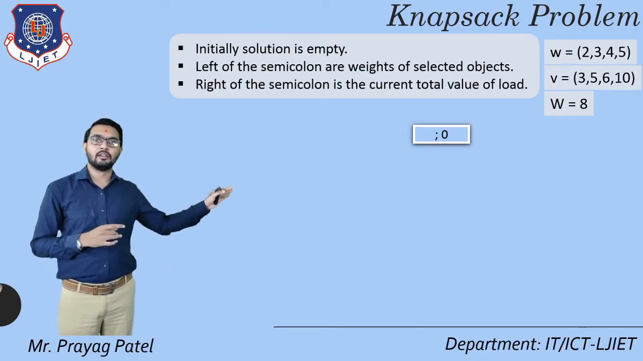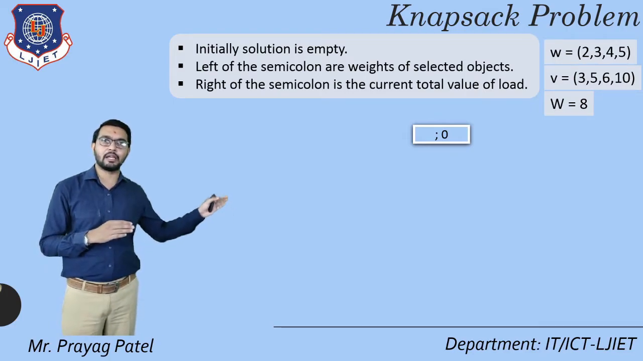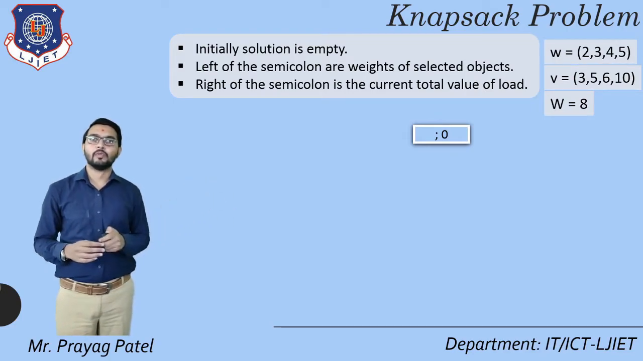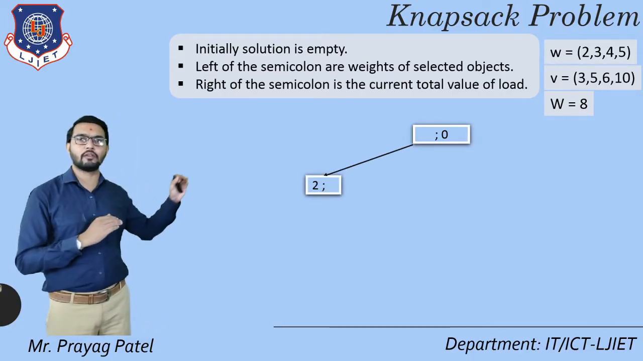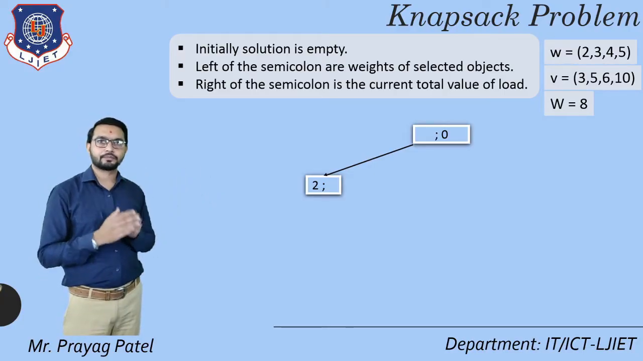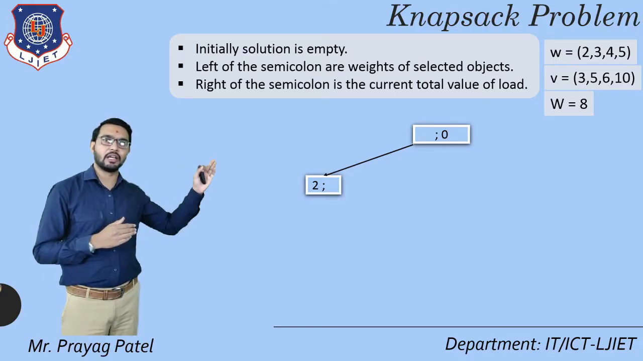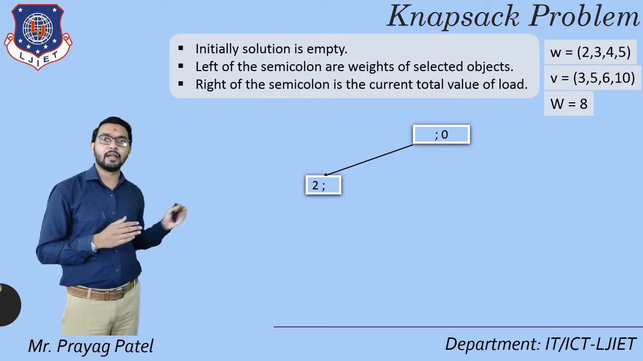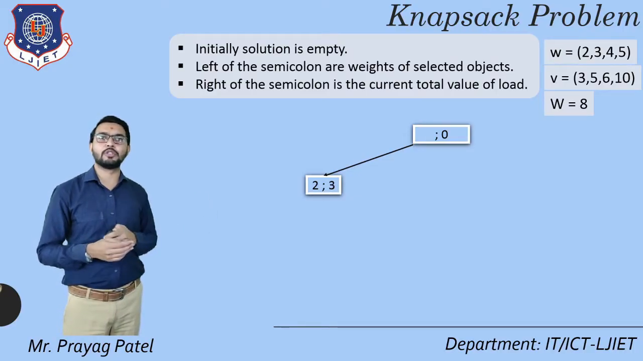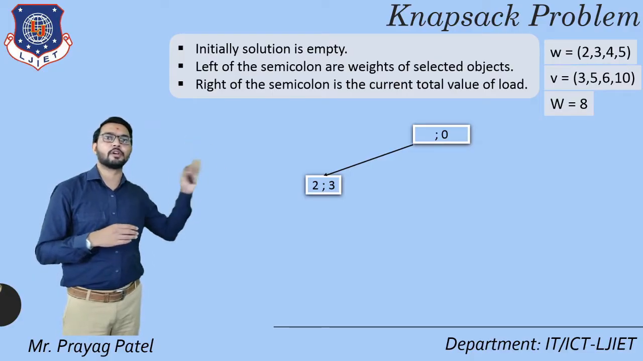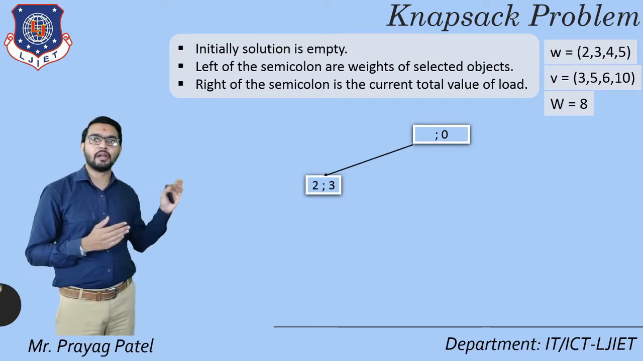So here consider the initial node as no object selected, so a blank part in weight and profit equal to 0. Now select one by one option. Here consider all the possible ways. Initially if we select the first object as a 2 kg object, means select the first object of 2 kg, then the weight of the selected object is equal to 2 and the profit of the selected object is 3, because the value of the first object is equal to 3 according to our data. So this is considered as your next node.